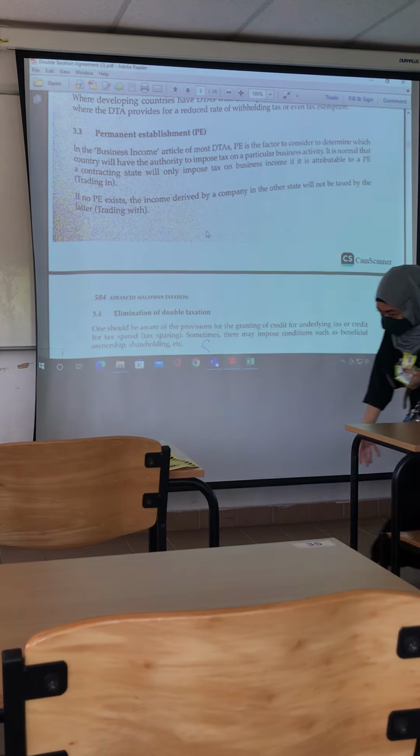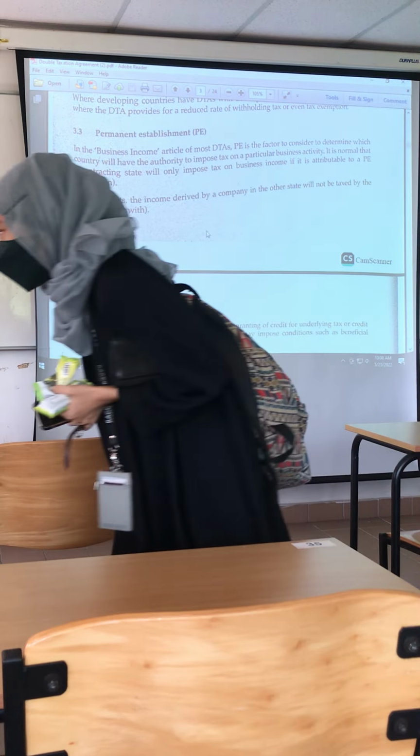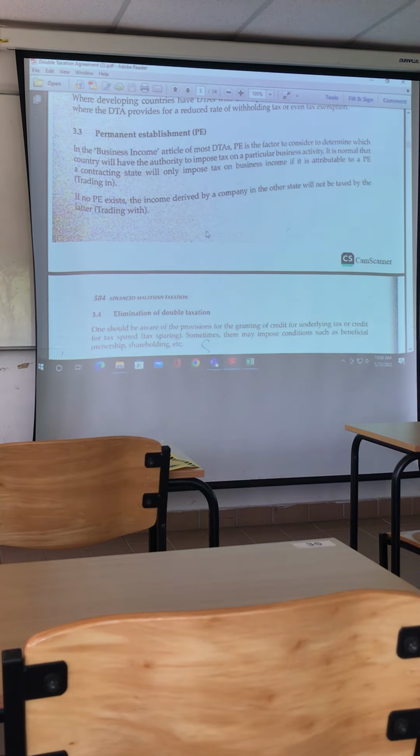So in the business income article of most double tax agreements, PE, which is the permanent establishment, is a factor to consider to determine which country will have the authority to impose tax on a particular business activity. So you have to look at the permanent establishment. It's normal that a contracting state will only impose tax on business income if it is attributable to a PE.